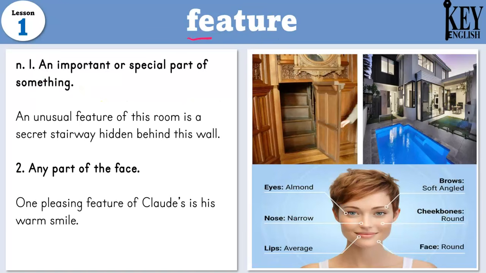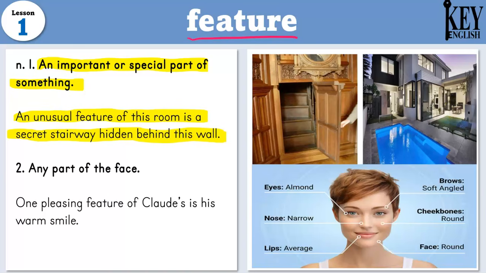Our next word is feature. A feature is a noun, and there's two definitions for it. The first definition is an important or special part of something. For example, an unusual feature of this room is a secret stairway hidden behind this wall. So feature is often used to describe things about a place, like a house.